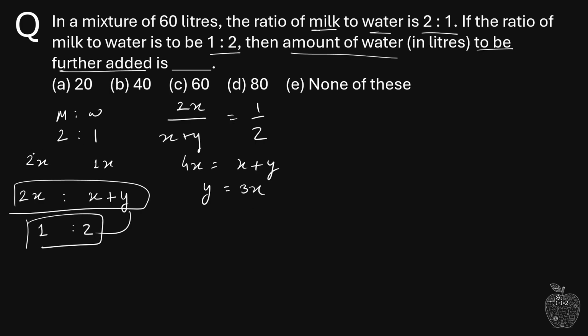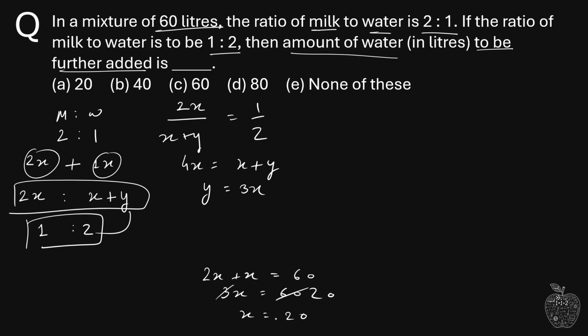Now what is this x here, right? In the original mixture, we have 2x milk and 1x water, but they together amount to 60 liters because we are given that the mixture is of 60 liters. So 2x plus x is equal to 60, or I can say that 3x is equal to 60. 3 ones are 3, 3 twos are 6. So x is equal to 20, right?